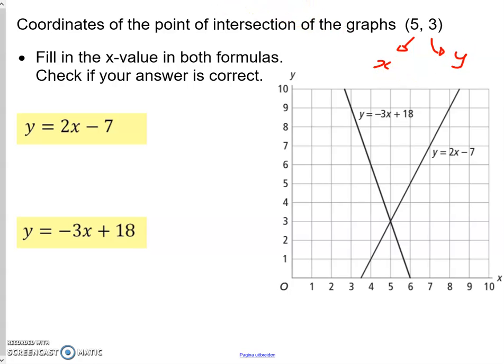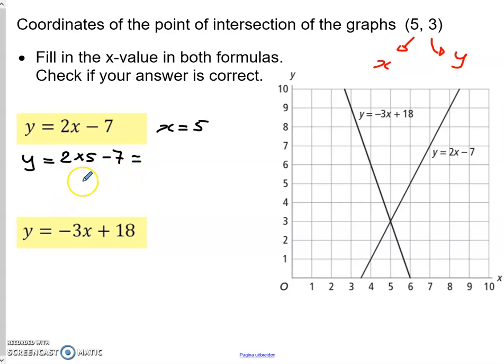So what I'm going to do is fill in this 5 in both formulas, and then calculate what the corresponding y will be. I do this separately for both formulas. So, I'm going to fill in x is equal to 5. This means I'm going to replace my x by 5, and please remember we multiply between the 2 and the x, so we will get y is equal to 2 times 5 minus 7.